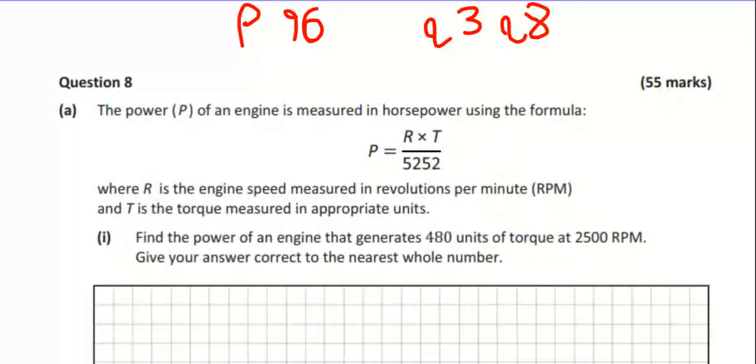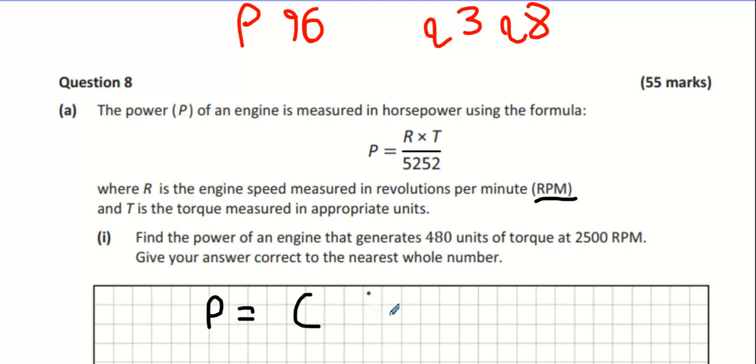Hopefully, all going well. Okay, now the power output of an engine is measured in horsepower using the following formula: R multiplied by T divided by 5,252, where R is the engine speed measured in revs and T is the torque measured in appropriate units. Find the power of an engine that generates 480 units of torque.